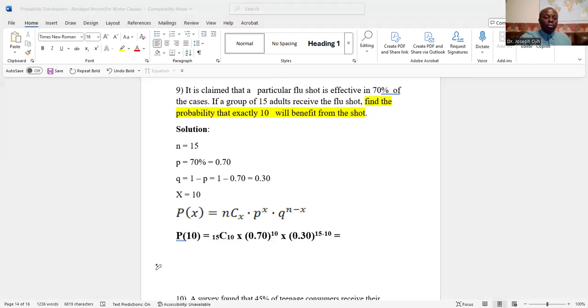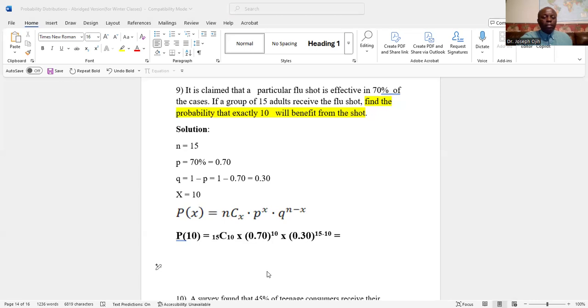So while we do that, I want you to take note of this part here, 15 combination 10. Like I said, that video I told you to watch as a practice homework on counting rules, part of it is combination. So I will show you how to get this part. You'll see it, and then this one you know already from your algebra class. You know how to raise a number to a power. So let's go and put it on the calculator.